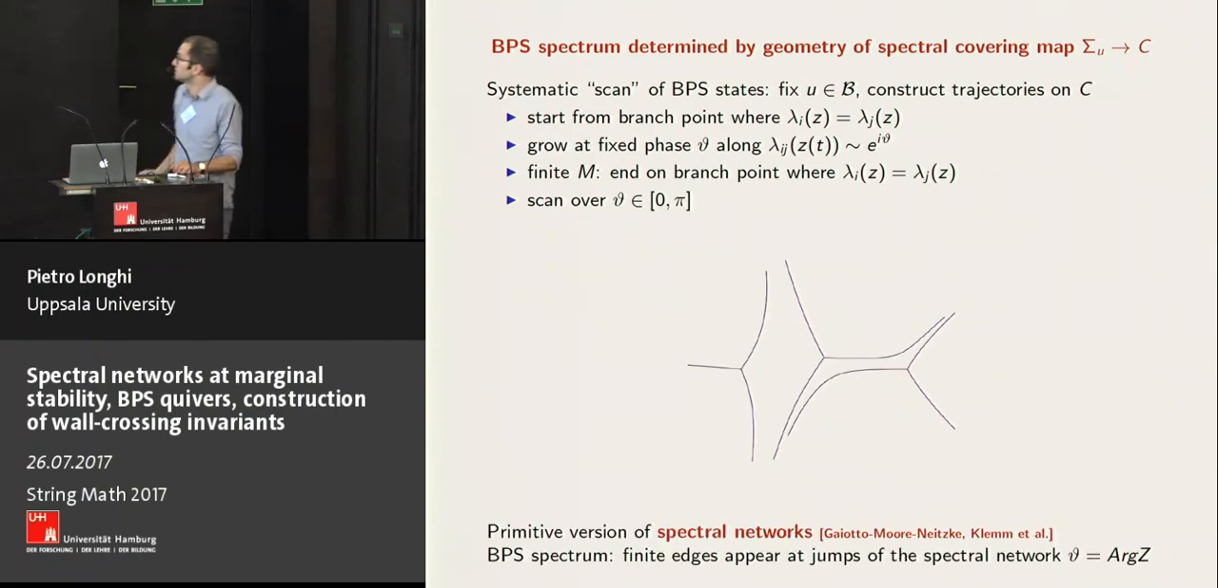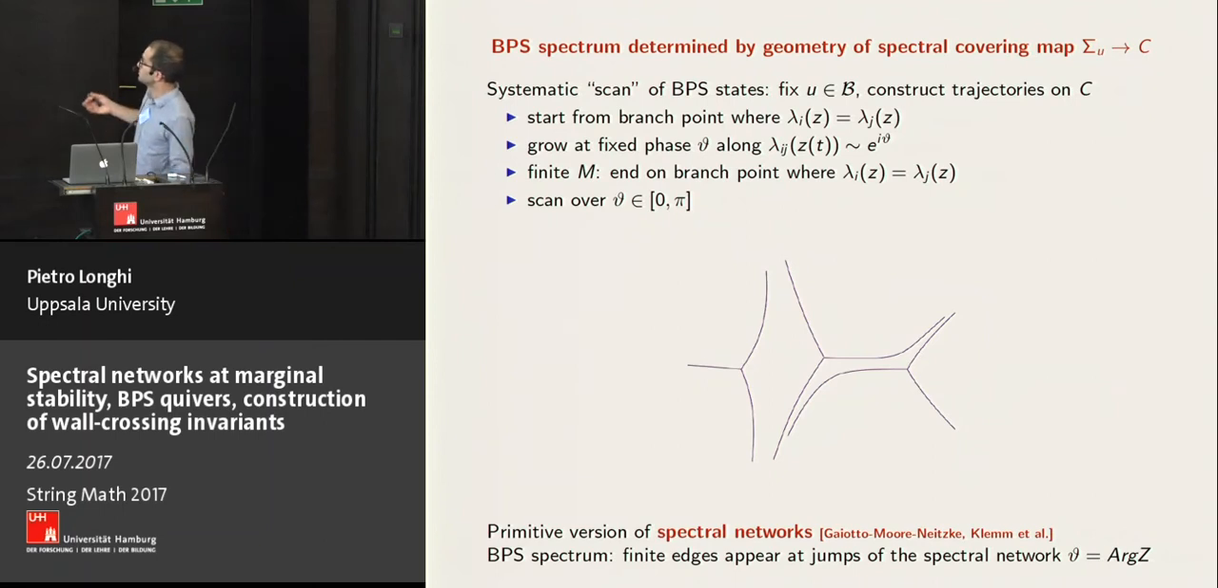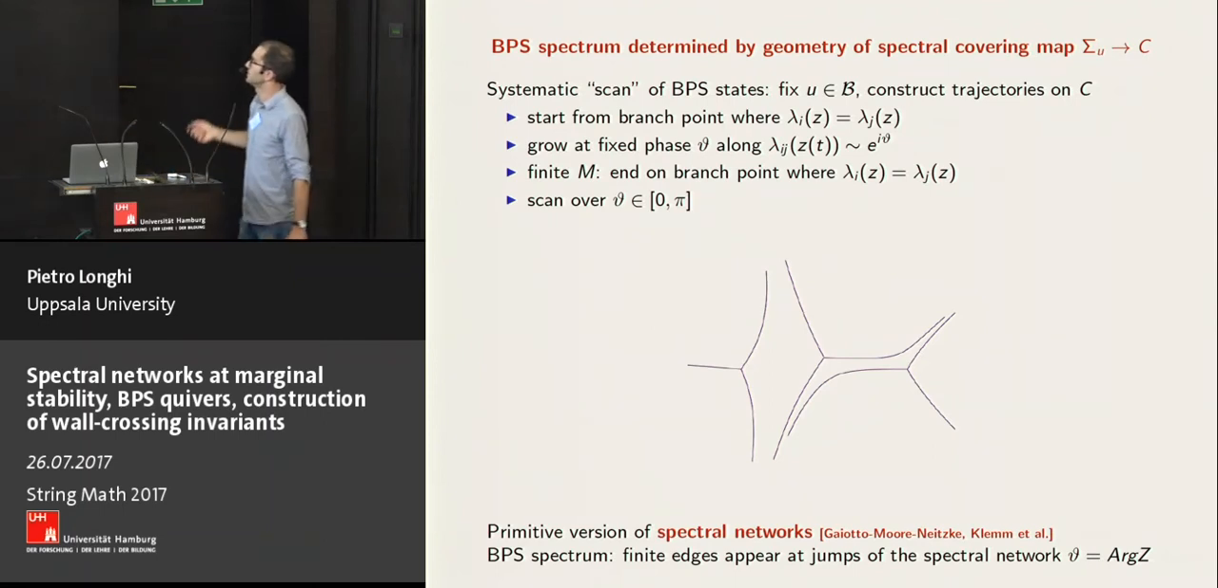So what I just described is a sketch of the basic idea behind spectral networks as developed by Gaiotto, Moore and Neitzke. And what's important for today is that BPS states arise as some finite edges which appear as topological jumps of the network, and these occur precisely at the phases of the central charges.